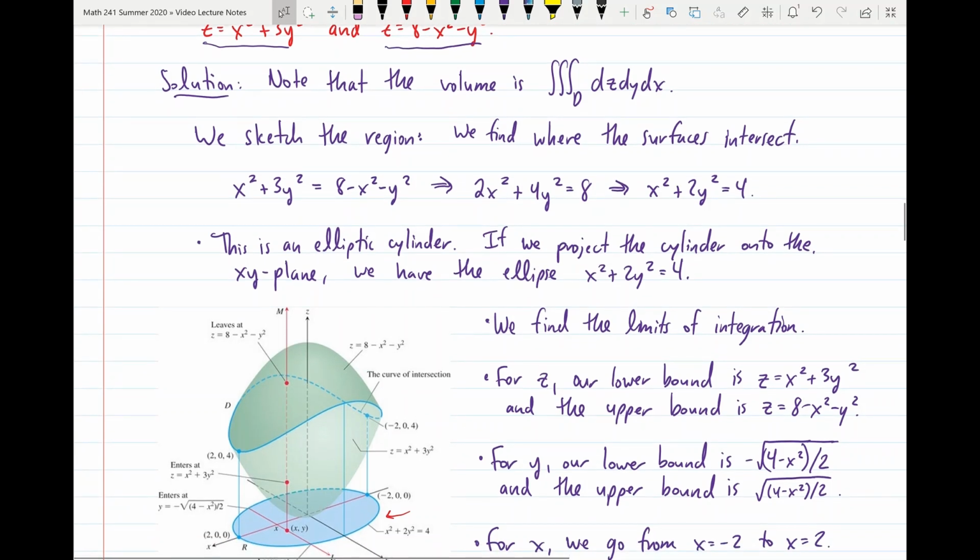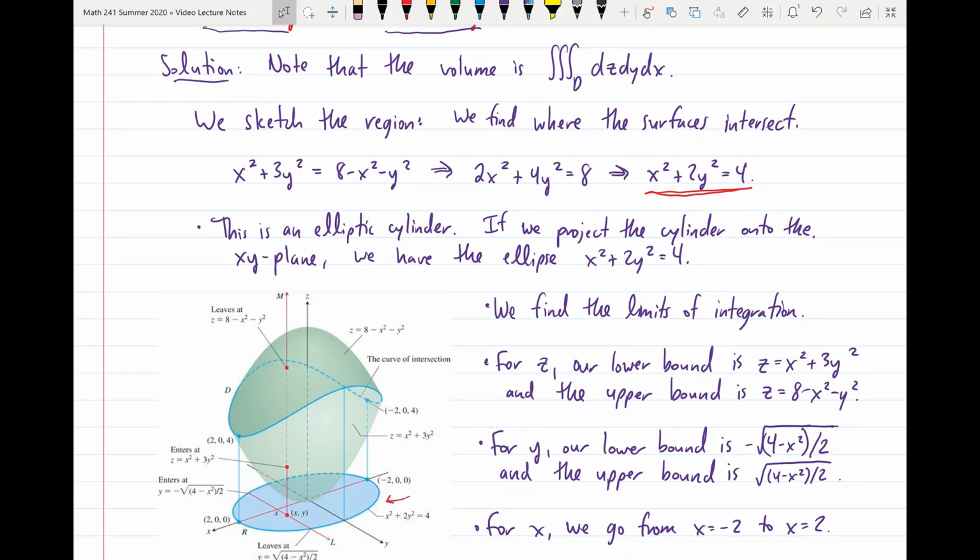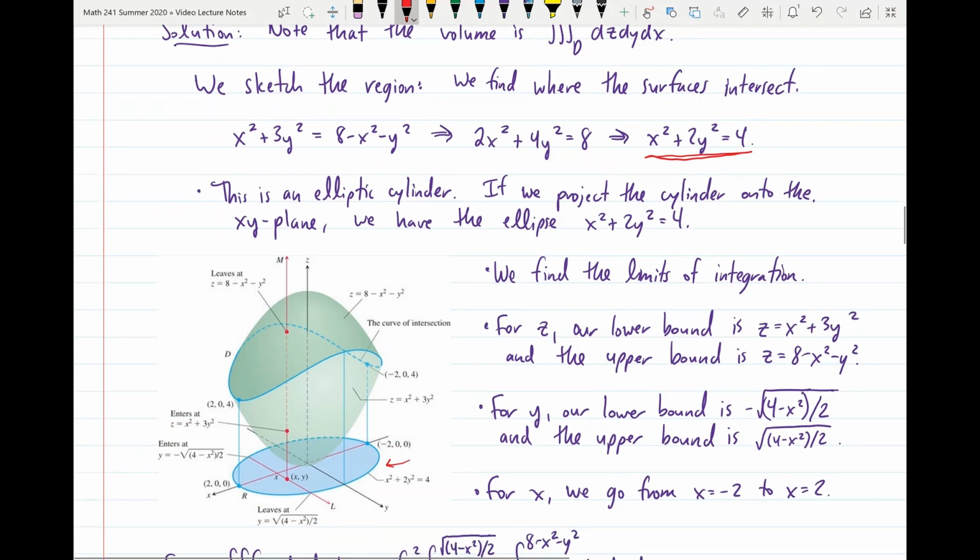And to do that, we can take our surface x squared plus 3y squared and set it equal to 8 minus x squared minus y squared. And doing a little bit of algebra with that equation, we end up with x squared plus 2y squared is equal to 4. And if you set the variable z equal to 0, this equation x squared plus 2y squared equals 4 ends up being an ellipse in the xy plane.